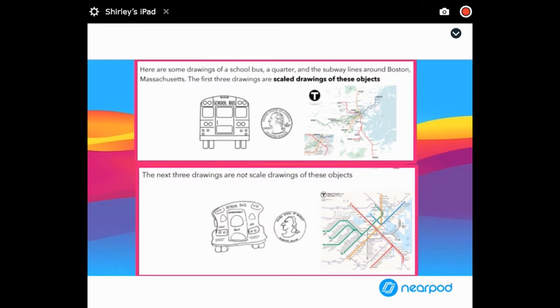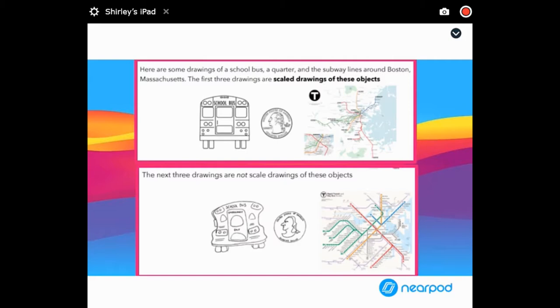But it says, here are some drawings of a school bus, a quarter, and the subway lines around Boston, Massachusetts. The first 3 drawings are scale drawings of these objects. The next 3 drawings are not. Okay, so I have my top 3 that are scale drawings, and I have my bottom 3 that are not. Take a minute to think about what you think it means to be a scale drawing?